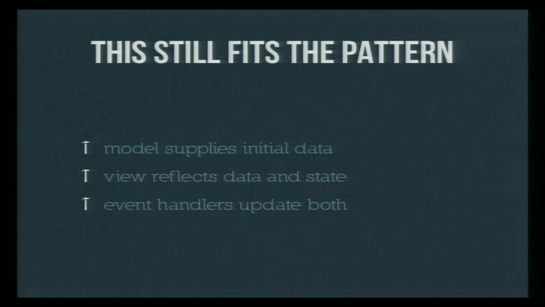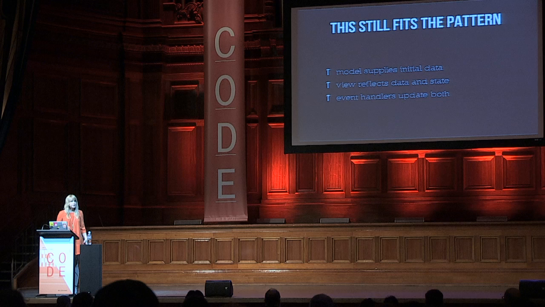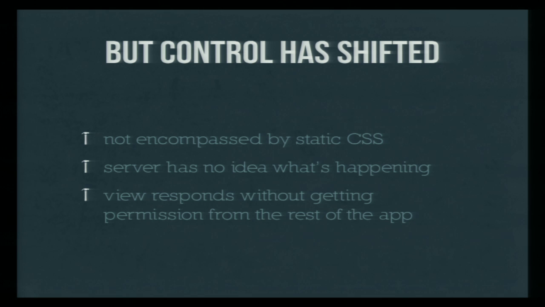You have a model that's going to supply your initial data, and then you're going to reflect that using the view. Similarly, the application state, like non-granular data, is going to be reflected by the view. And what's going to coordinate all that is event handlers. Nothing's changed there, except for who is in control and who's running that kind of show. Because now you can no longer get all that work done with simply assuming that your CSS is static and that it will always be what you loaded on the page. None of those properties will ever change.